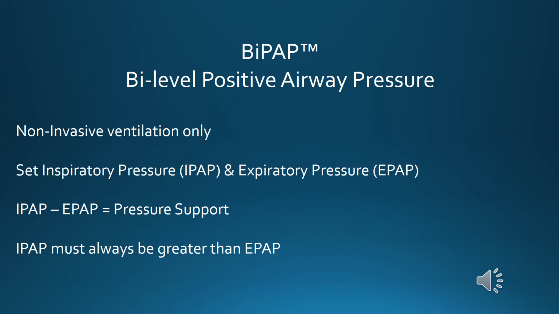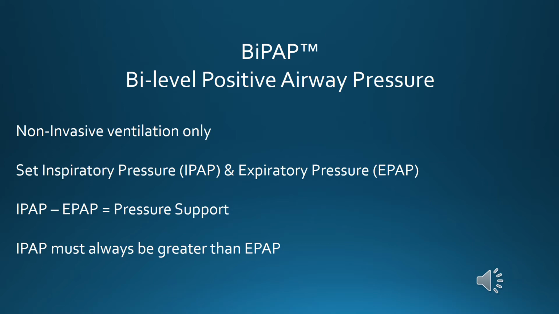The difference between these two, if you subtract the EPAP from the IPAP, is actually a calculation of the amount of pressure support that you're giving the patient. Obviously, the inspiratory pressure must always be greater than the expiratory pressure. If they were dialed in the same, say 6 and 6, that's simply CPAP of 6. There must be 2 separate pressures in order to be on BiPAP.